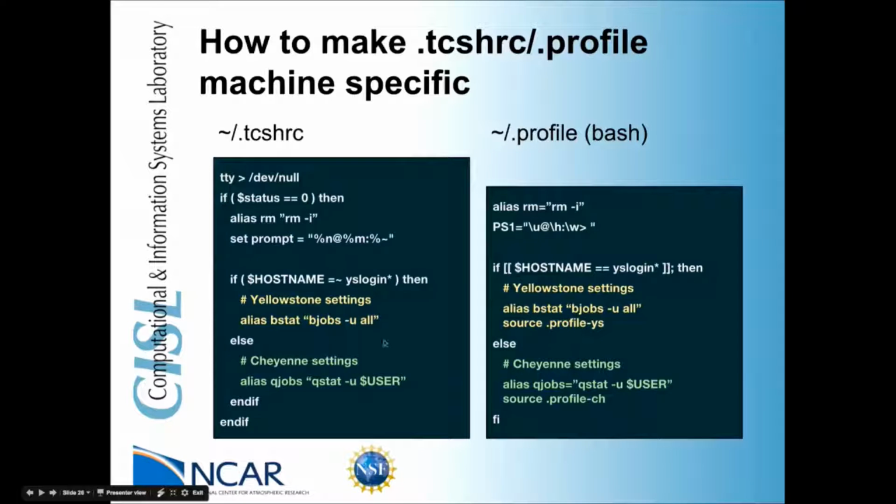And then here's the bash equivalent. Again, I have my commands that I care about for both machines, and then I have ones that are specific to Yellowstone and specific to Cheyenne. And in this case, I'm also moving some commands that are specific to each into separate files that I can then source. So that's another way you can do it for organization.